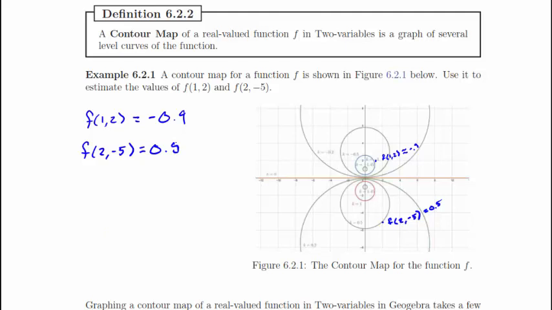I'm going to change this equal sign to an approximation. We were definitely approximating here. So f of 1 comma 2 is approximately negative 0.9. F of 2 comma negative 5 equals 0.5, since it looks like we were right on that gray circle there.